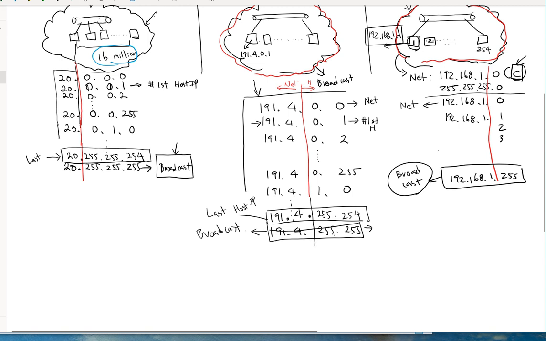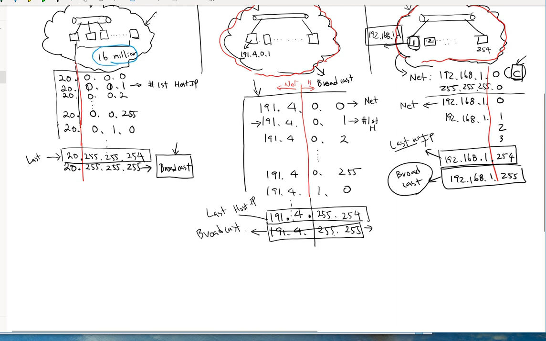And then same thing, similarly. So we know that this is the last usable. 192.168.1.254, and that's the last usable host IP address. Okay, any question?